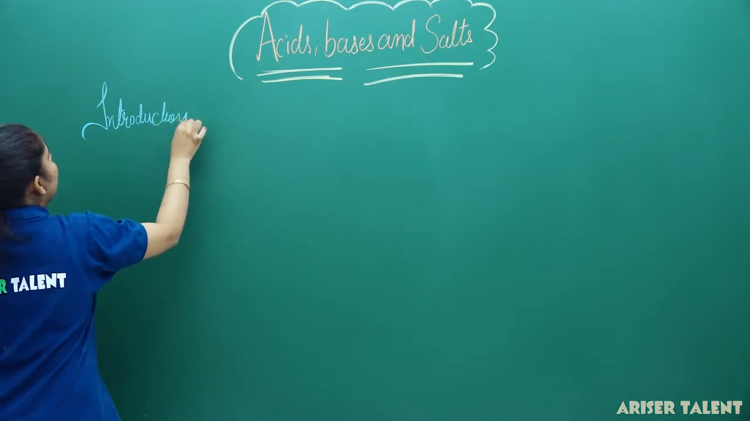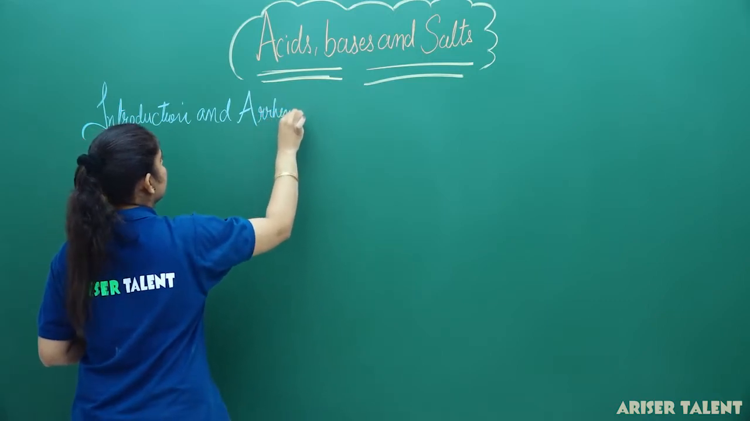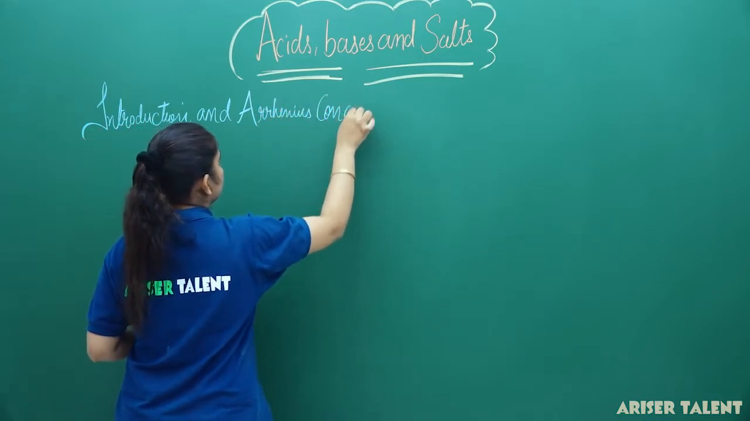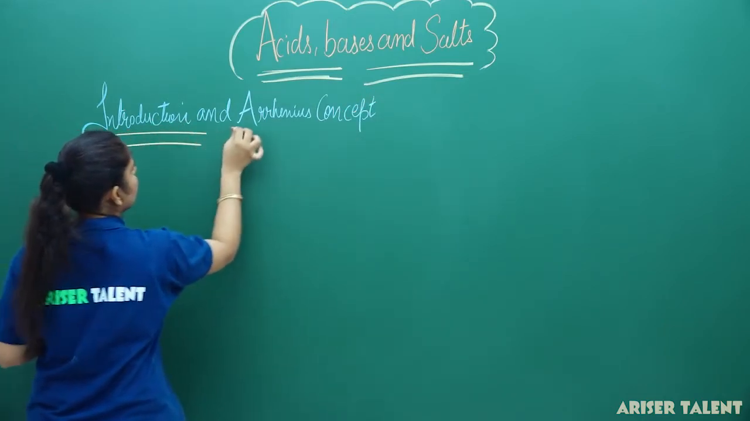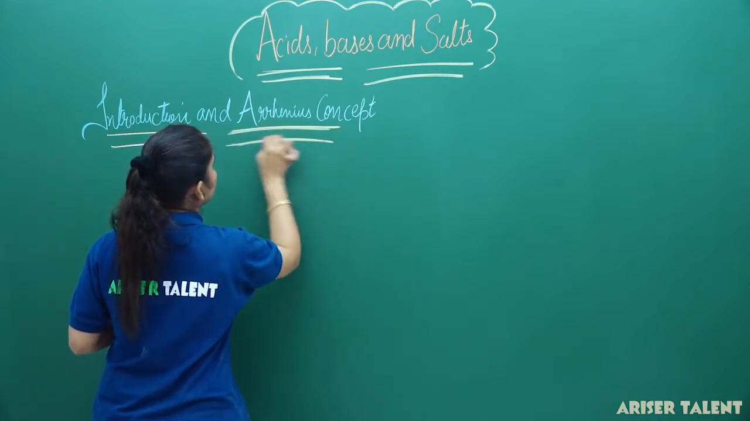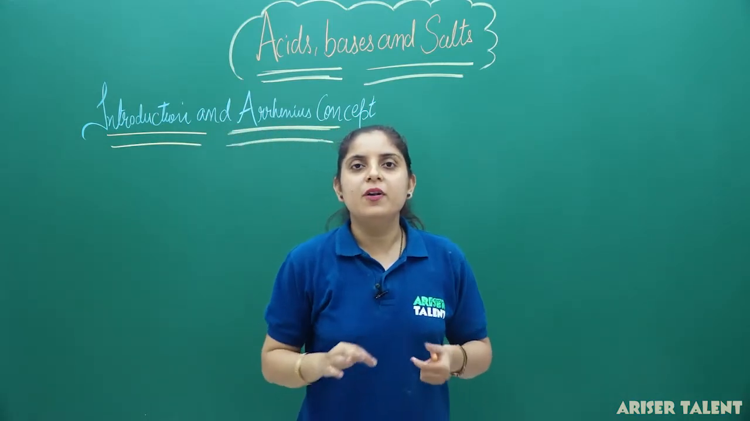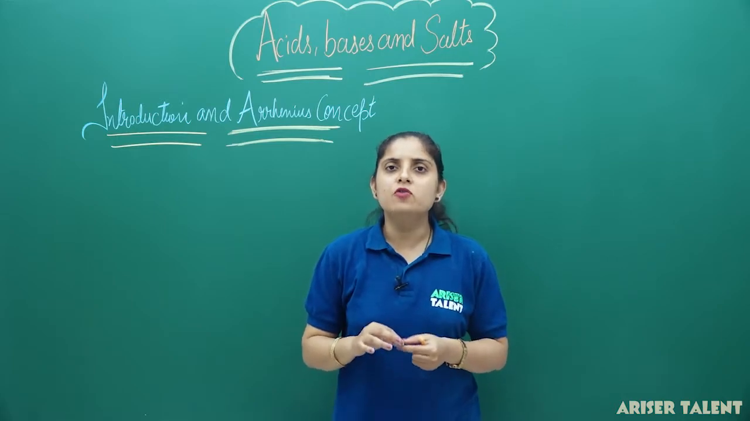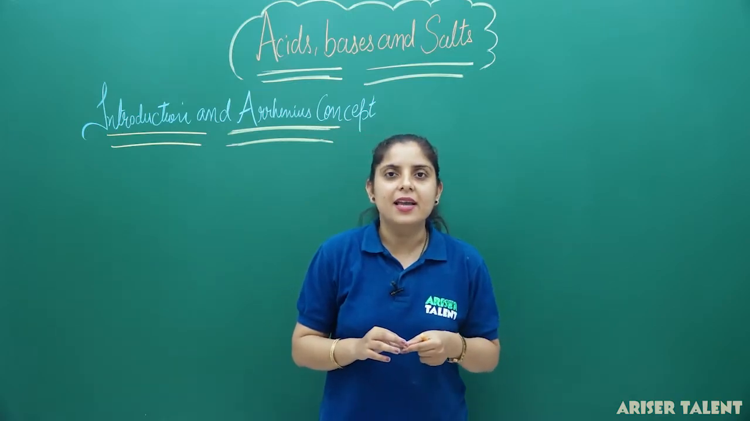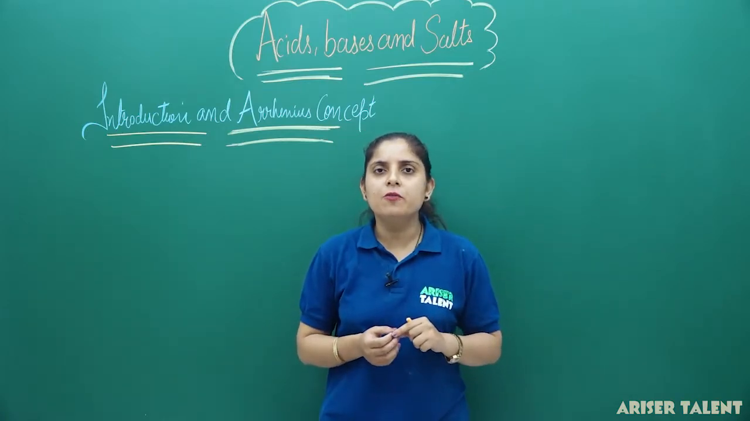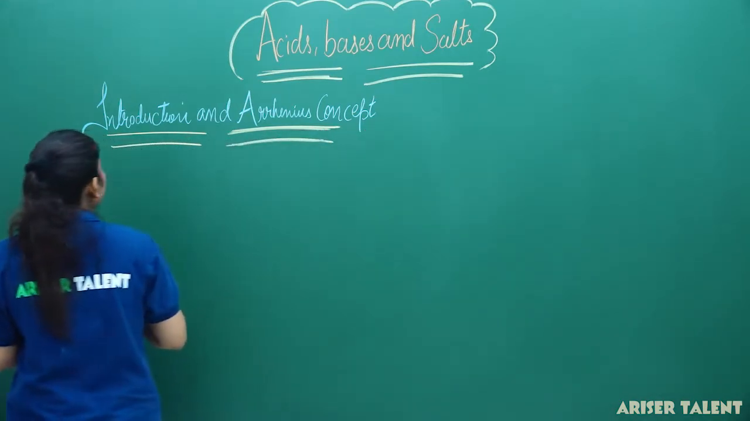Introduction and Arrhenius concept. In 1884, Arrhenius gave the first fundamentals regarding acids and bases. So he gave just a simple statement that the substance which is able to give H plus ions in the aqueous solution is an acid, and which gives OH minus ions is known as a base. Clear?